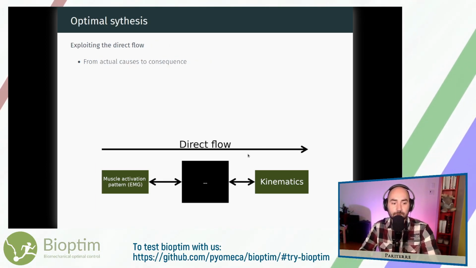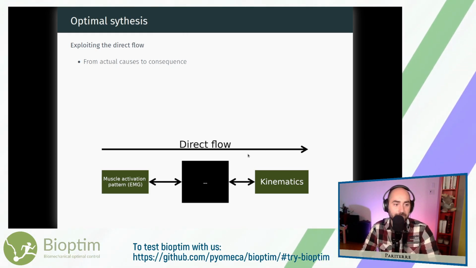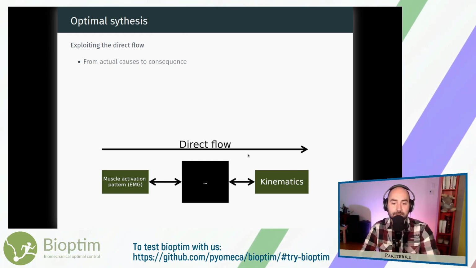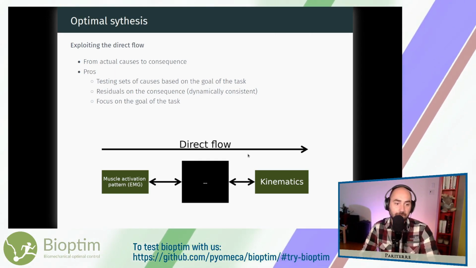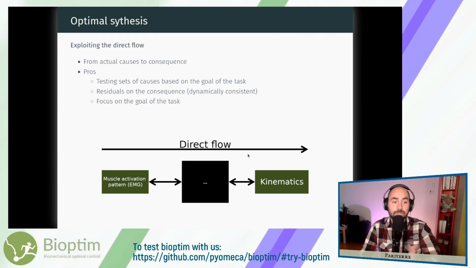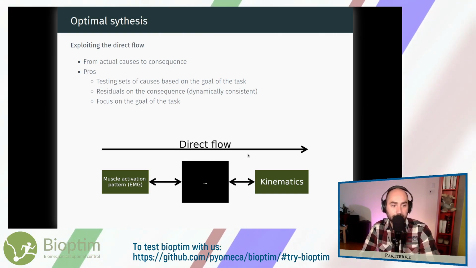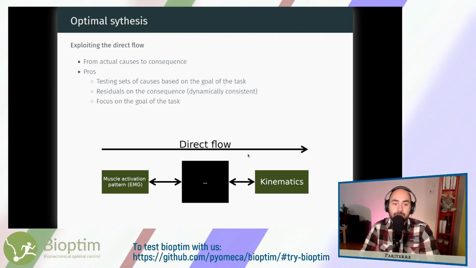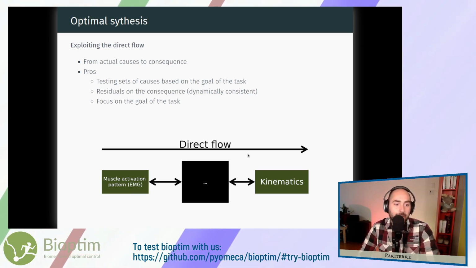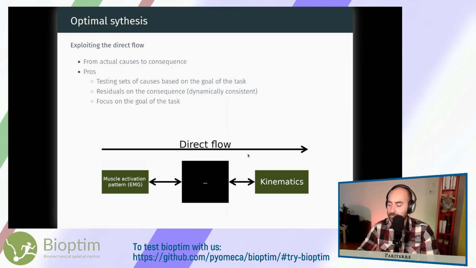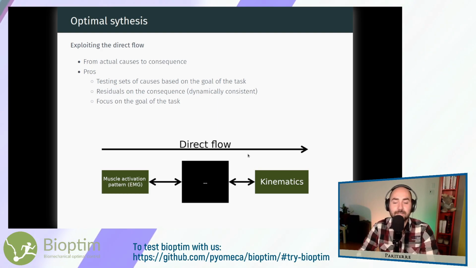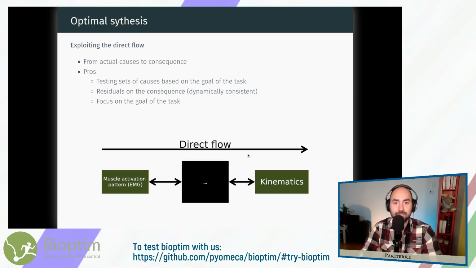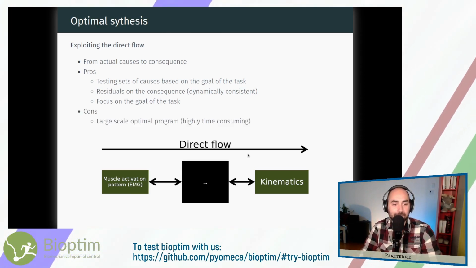So we want to go to the direct flow as explained by Francois earlier. So we want to start from the muscle pattern and go to the kinematics. The pro is you can test for a different set of causes because you start with them, so you can enforce them in some way. By definition, the dynamics of your system is going to be sound, and it focuses more on the goal of the task and not on actual kinematics that is measured. It can be, but it can be completely in silico data.